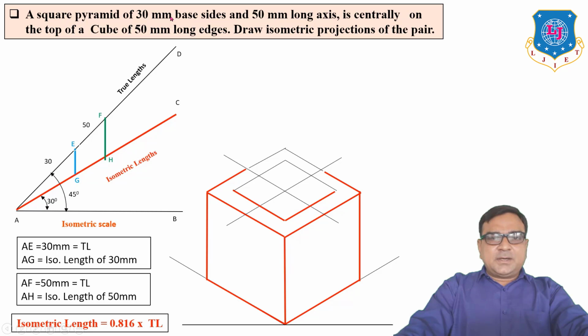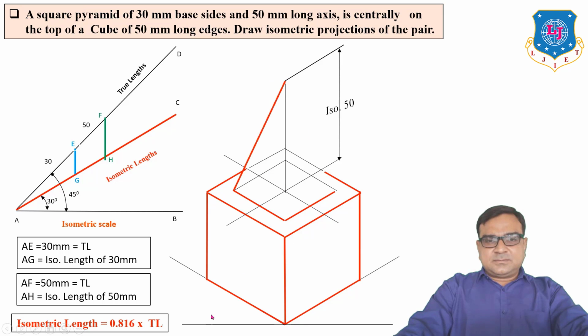Height of the pyramid is also 50 mm. So take 50 mm isometric length, ISO 50 mm. This is the apex of the square pyramid. So join from the apex to the corners of the base with 3 lines.